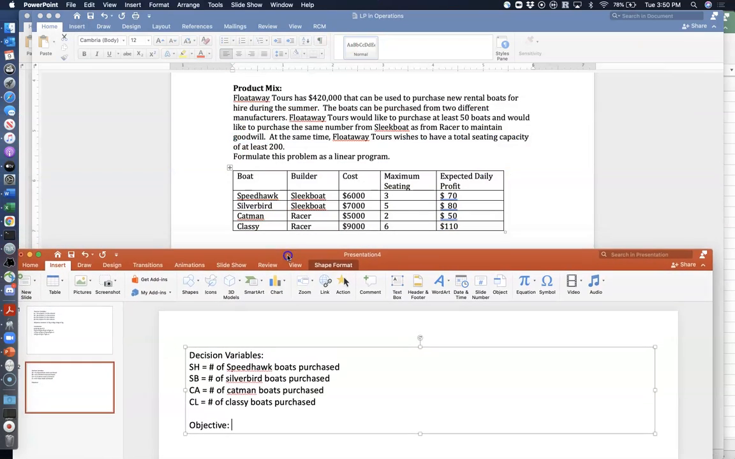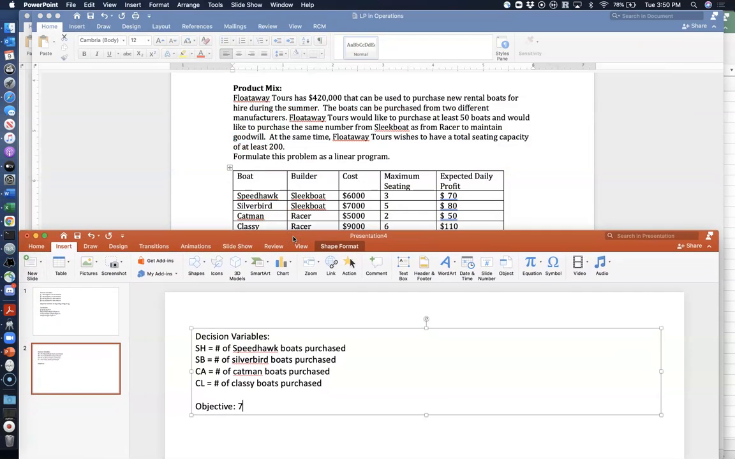And the expected daily profit values are given here. So you make $70 of expected daily profit from each Speedhawk boat, plus $80 times the number of Silverbird boats, plus $50 times the number of Catman boats, plus $110 times the number of Classy boats. So this is the objective function, and you want to maximize this objective function, which is to maximize the expected daily profit.